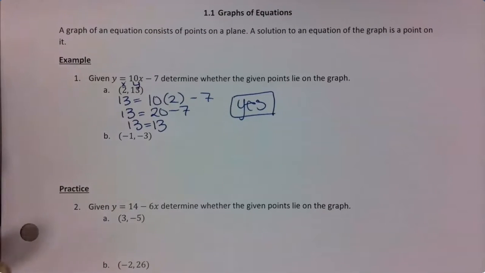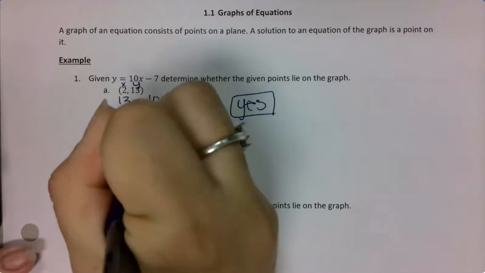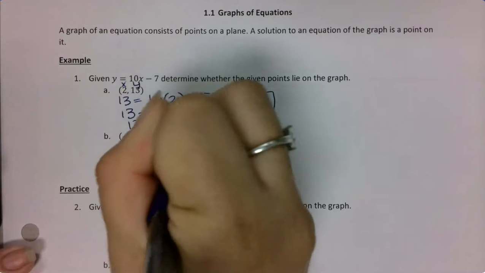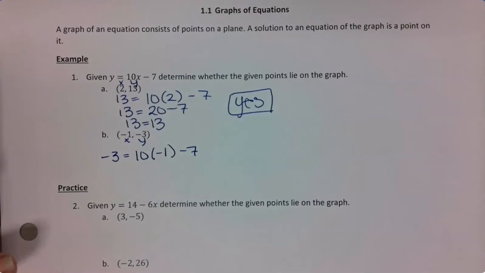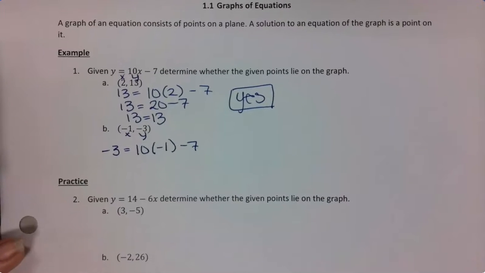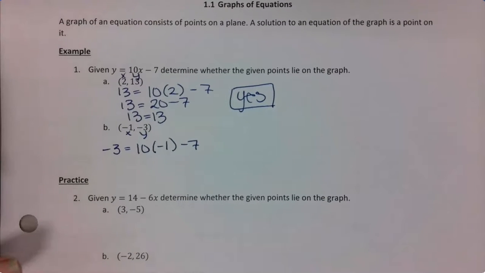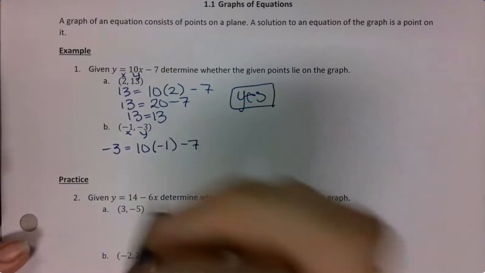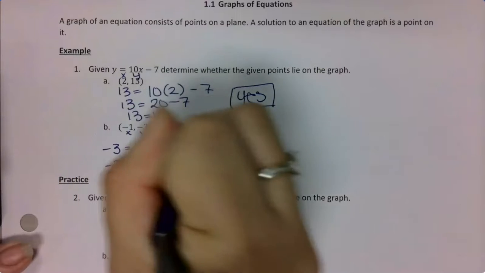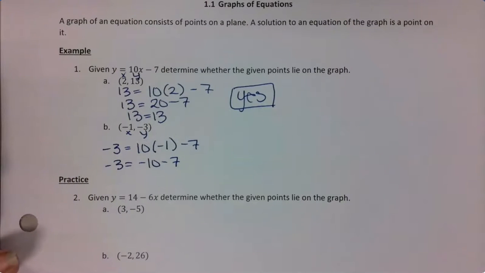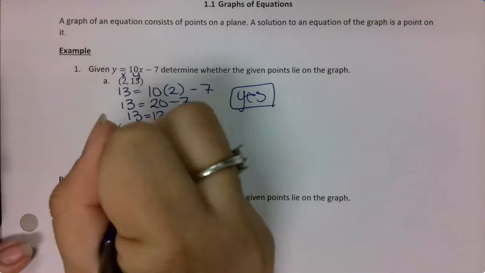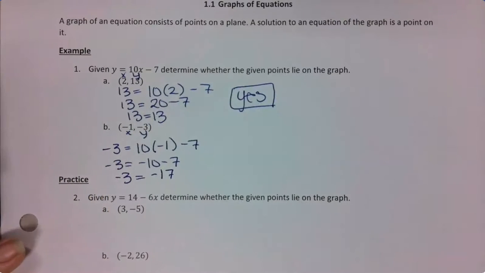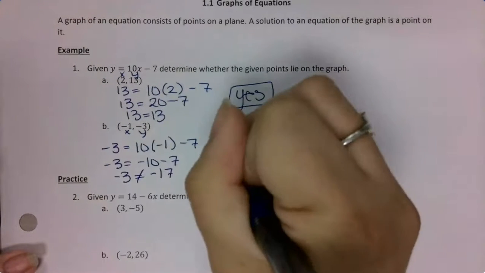Okay, so same thing on B. The negative 1 is my x, the negative 3 is my y. So I'm going to plug those in. I have negative 3 equals 10 times negative 1 minus 7. So what is 10 times negative 1? And negative 10 minus 7? Does negative 3 equal negative 17? Nope. So this one is no.